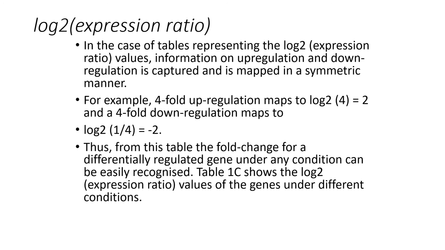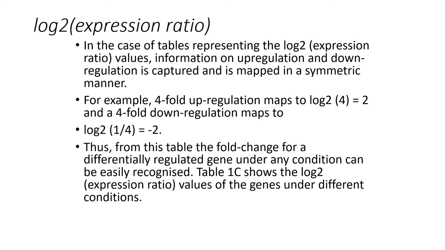Okay, if it is 4-fold, so 2 and 4, a 4-fold downregulation maps to log 2 of 1 by 4. It is -2. That means it shows downregulation. So genes are downregulated. Genes show low expression. Okay, that means low intensity means low expression.